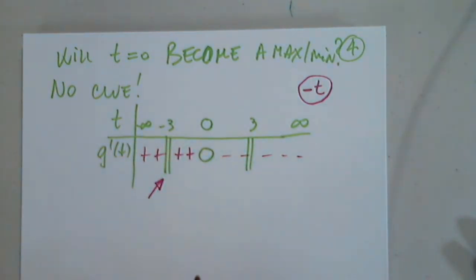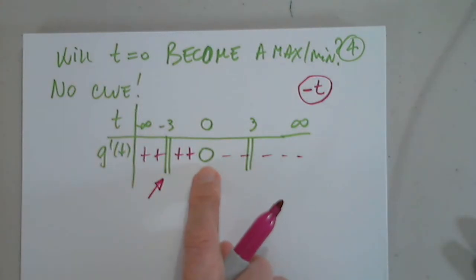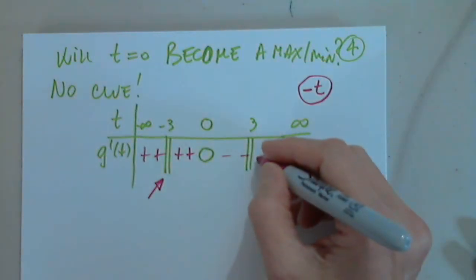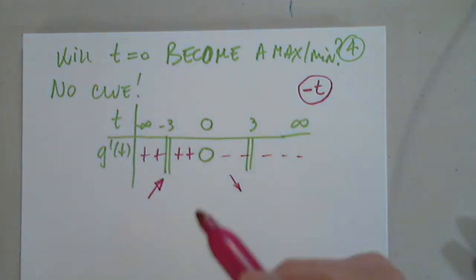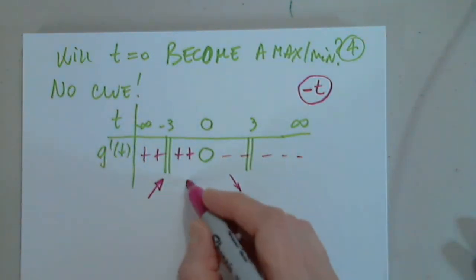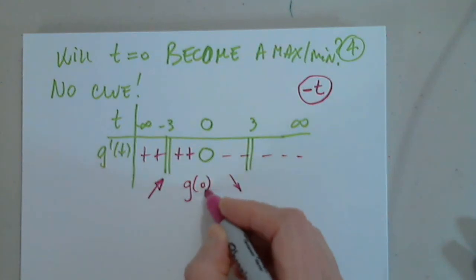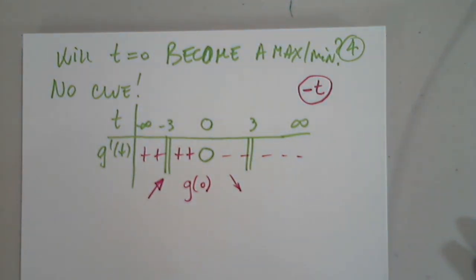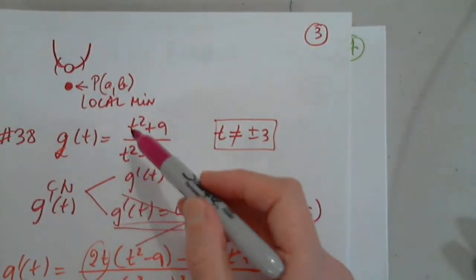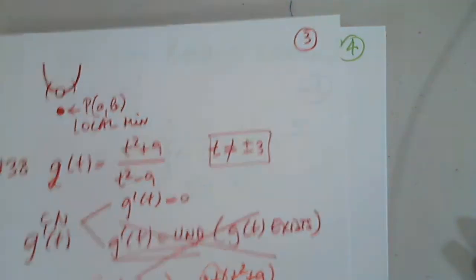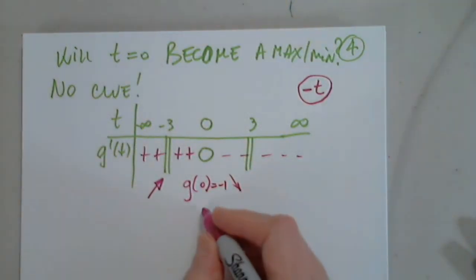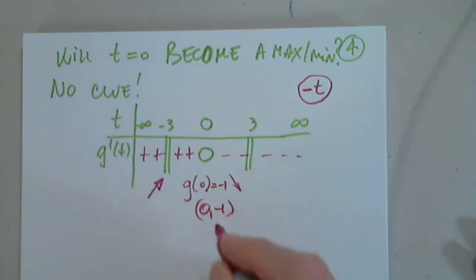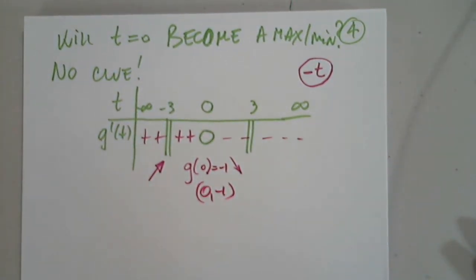Positive means the function is increasing. Derivative 0. And derivative negative means the function is decreasing. What type of point is 0, comma, g of 0? So I can determine g of 0 with no problem. 0, 0, 9 over negative 9 is negative 1. What type of point is 0, comma, negative 1 for this function?